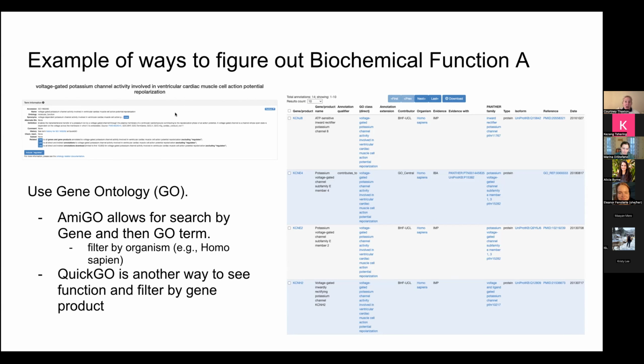I put in a GO term for a specific ion channel, and I looked at its function. It is involved in ventricular cardiac muscle. After I did that, I could look at a list of the genes that also came up with that same GO term. So since you already have to find a GO term, if you're looking at what are the other genes, that might be helpful for you to see what genes could be involved in the same type of phenotype and the same type of biochemical function.